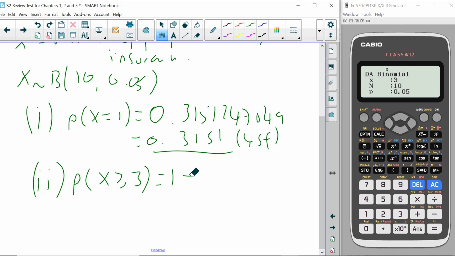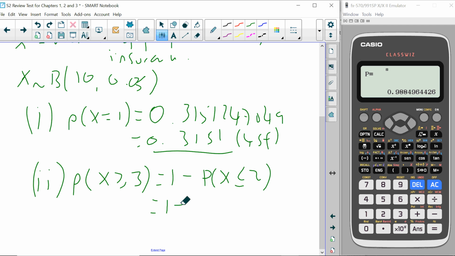So I'm going to make that 1 minus the probability that X is less than or equal to 2. Remember that we can't do a greater than case on the calculator. We have to change it to a less than. When it's greater than or equal to 3, I can't include the 3. I need to go 1 down because of the discreteness of our distribution. So we're actually doing it from 2 with the same information: n is still 10, p is still 0.05, and our value is this.